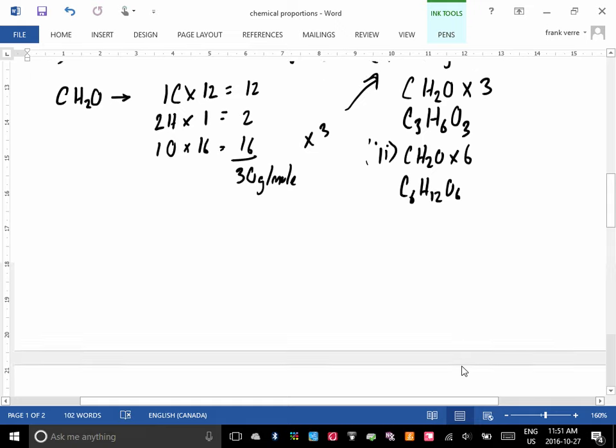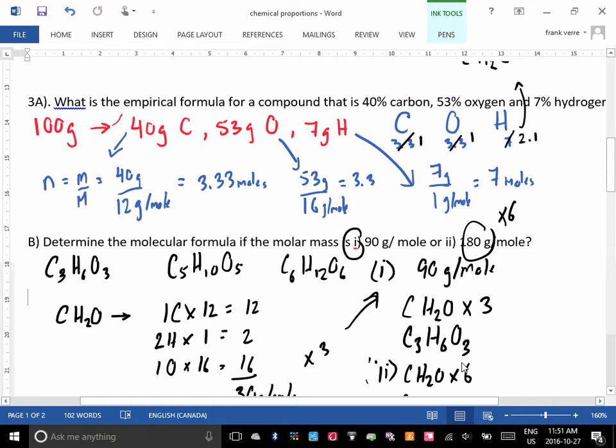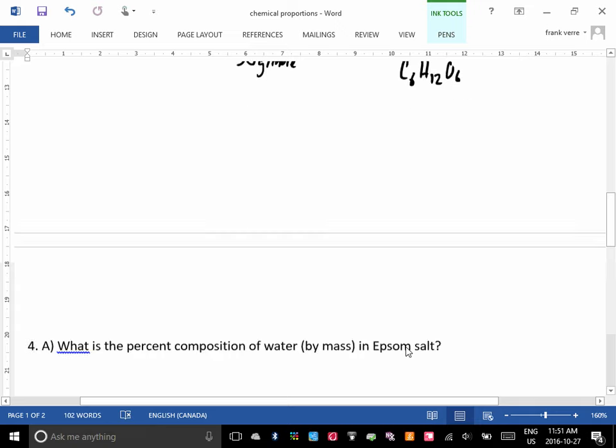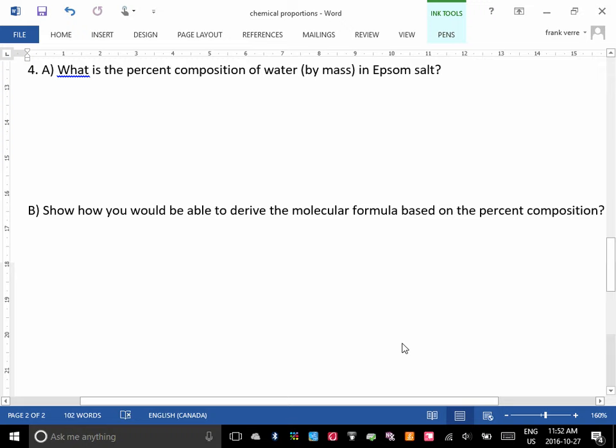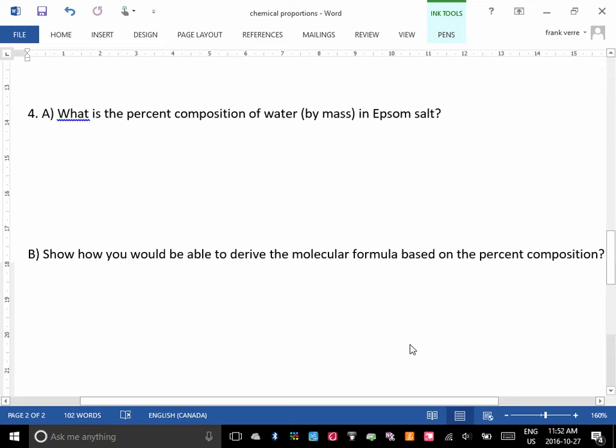Alright. So we've looked at percent composition, we've looked at empirical and molecular formula. Now, let's go back to percent composition and see if we can use that to figure out formula, right? So, what was the formula for Epsom salt again? MgSO4 times 7H2O. Okay. All right. And the molar mass we've already worked out a few times.